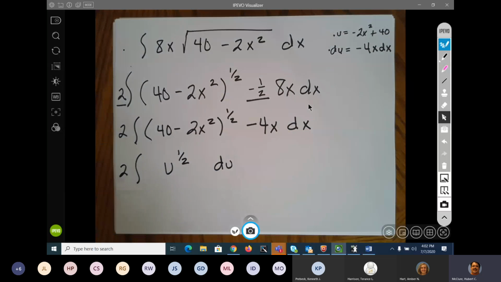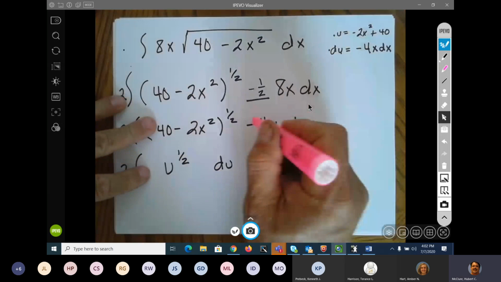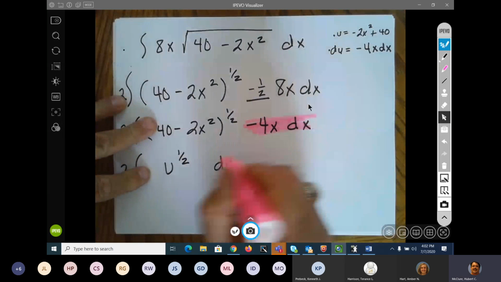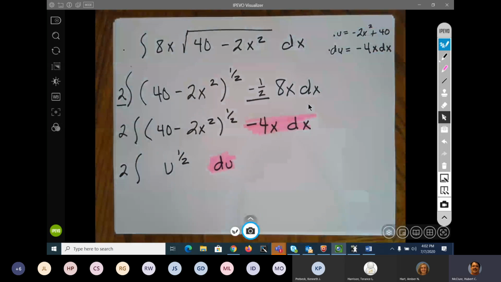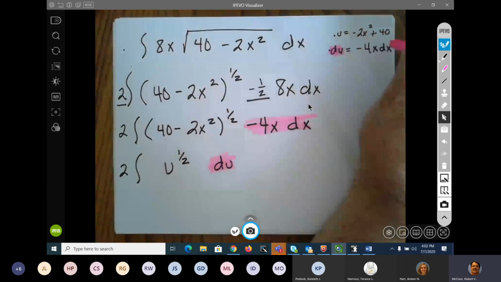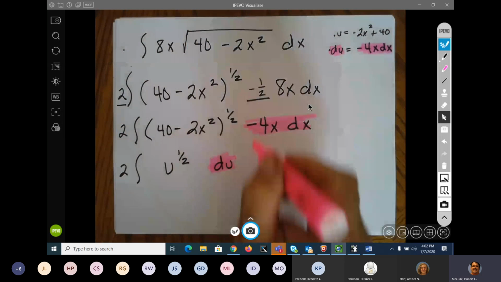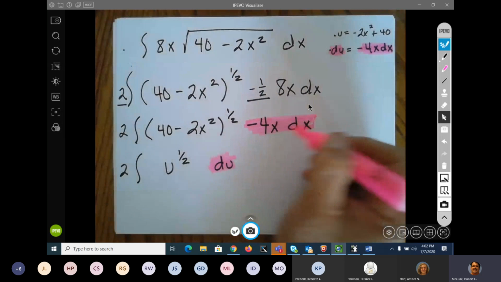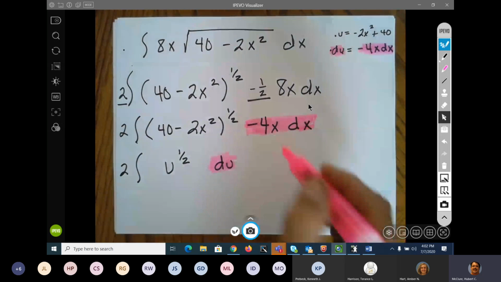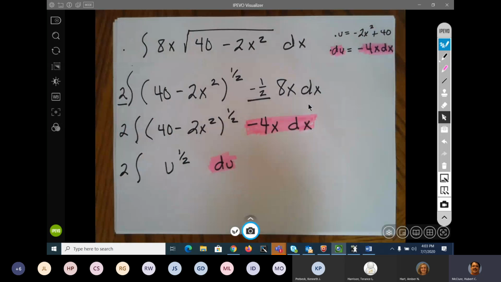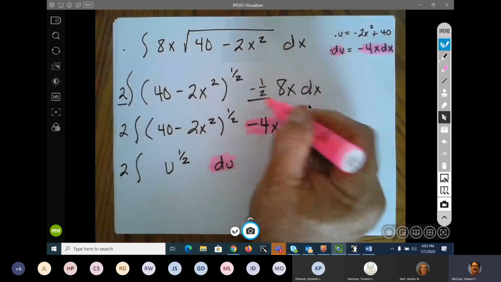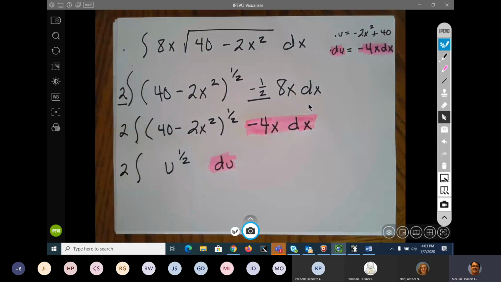Sometimes I do this and it kind of helps y'all. This is that. But I couldn't do this in pink until I had the negative 4x. And I didn't have it up here. So I had to make it.